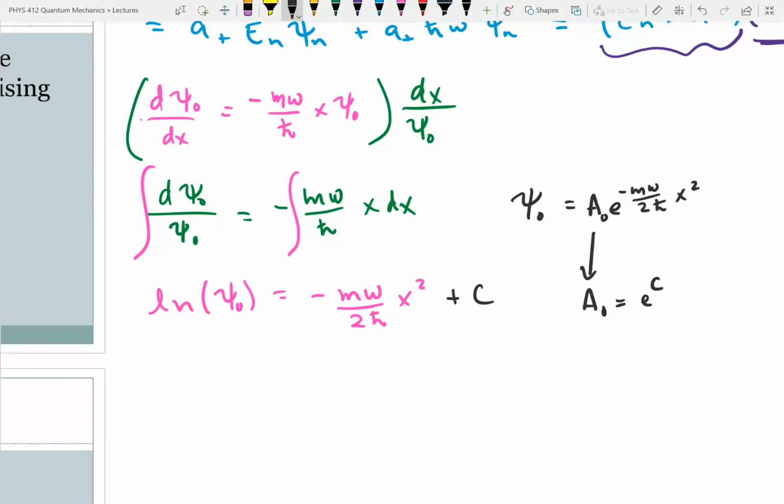That's exactly it. It has to be normalized, so that constant is going to be dictated by the normalization requirement. And so guess what we're doing next? We're going to normalize this beast.